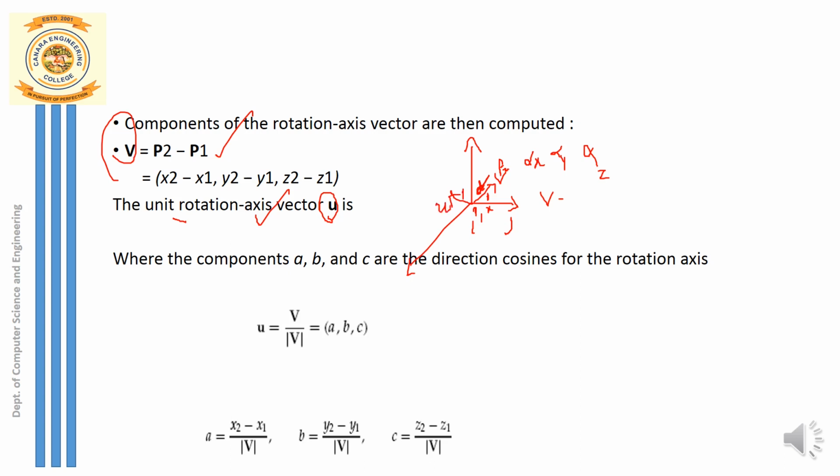Okay, so what are the components of the vector? The x component of the vector u, y component of the vector u and z component of the vector u. So the three components of this vector u are given by a, b and c. A is a component along x, b is a component along y and c is a component along z. These are the three components of the vector u, and the magnitude of the vector u is equal to 1. You can also call these components direction cosines for the rotation axis.